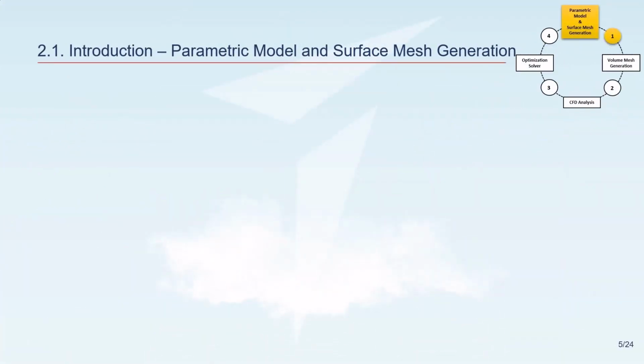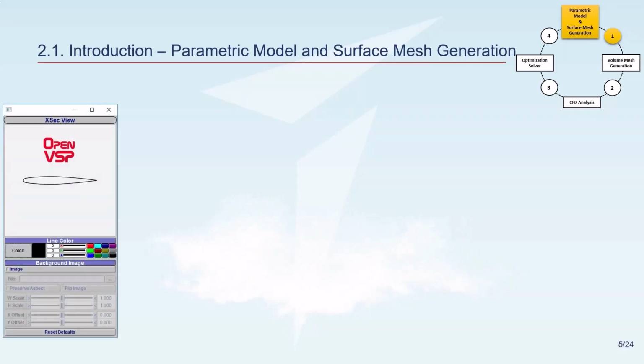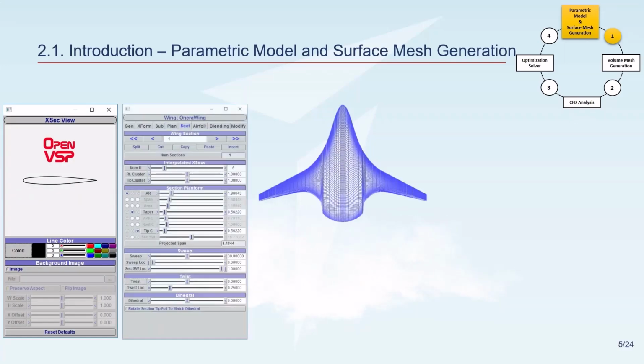The diagram in the upper right corner shows us which step we are at in the optimization cycle. Here we are using OpenVSP for creating a parametric model of the aircraft. It's quite a flexible tool. You can easily design an aircraft. The good thing about OpenVSP is it's capable of generating good quality surface meshes.